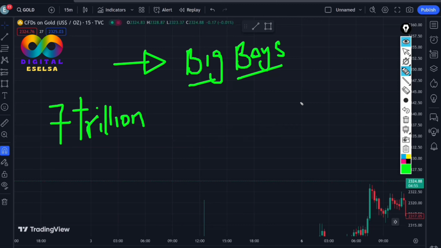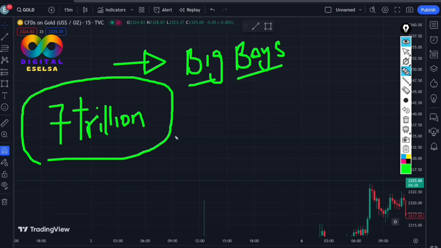Most of you don't know that in the financial market, you have the crypto market, the forex market, the commodity market, the stock indices market, and a lot of other markets. But the forex market still remains the largest market in this financial trading world. Now, of the $7 trillion traded on a daily basis, the big boys contribute more than 80% of this amount of money.